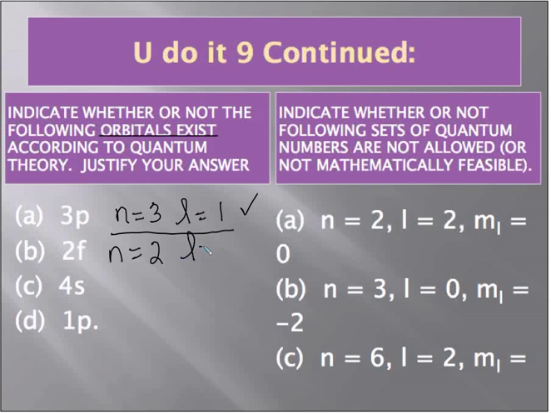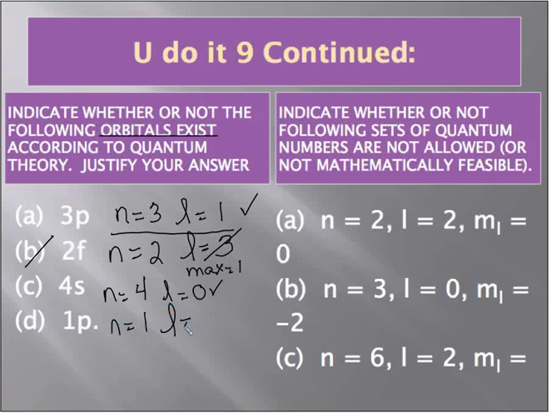Now in this case, n is 2. If we have F, that means L is equal to 3, and that's not allowed. The maximum that L can be here is 1. Right? Because 2 minus 1 is 1, so the maximum L can be is 1. So that's not allowed. For S, n is equal to 4, L is equal to 0, and that's okay.